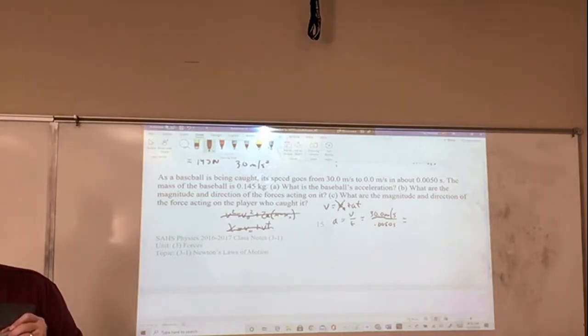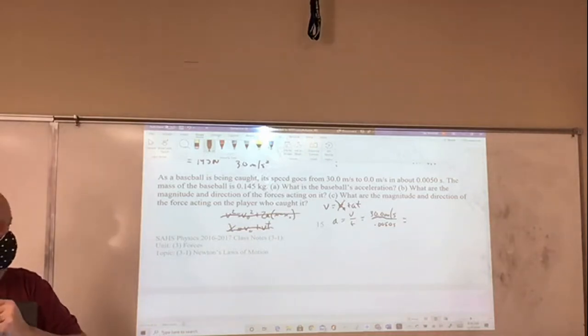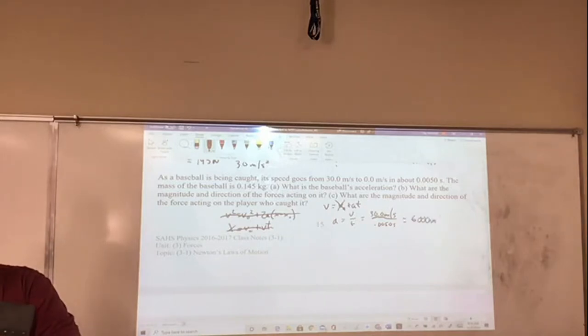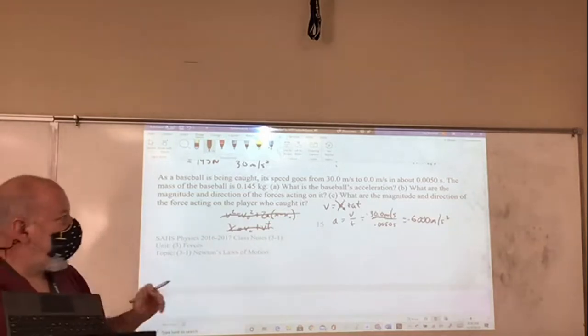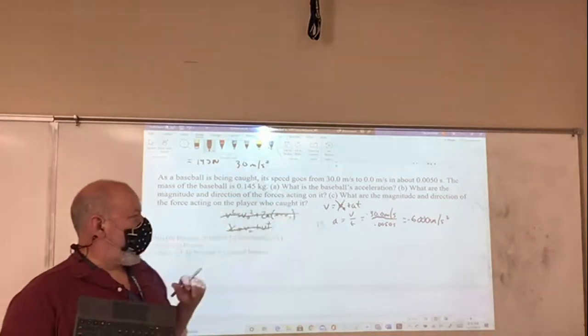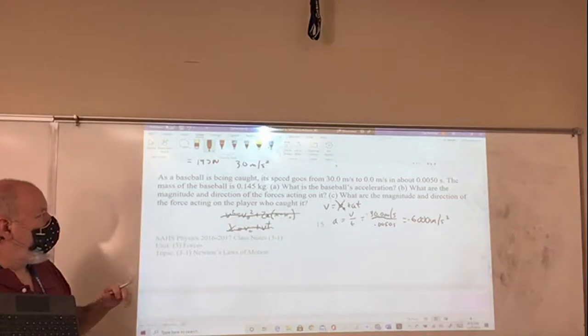I think it's going to be like 6,000 meters per second squared. What's the bottom number say? Or 0.0050 seconds. Okay. 6,000 meters per second squared, and that's negative, right? Because the velocity, it's going to be 0 minus 30. So the acceleration is going to be negative 6,000 meters per second squared.